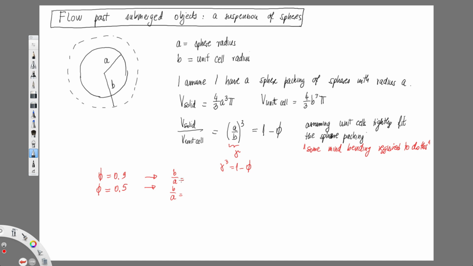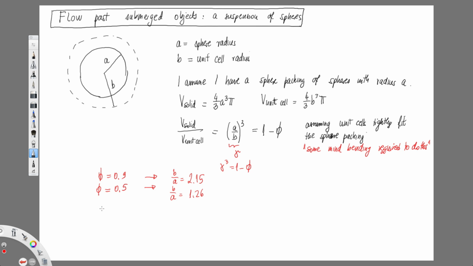In which case? A over B or B over A? So can I get B over A, just to have a better visualization of how much bigger B is compared to A? 2.15. And in case of 0.5? Okay. So it's not much bigger, this B, especially in this range of more realistic porosity of 0.5.